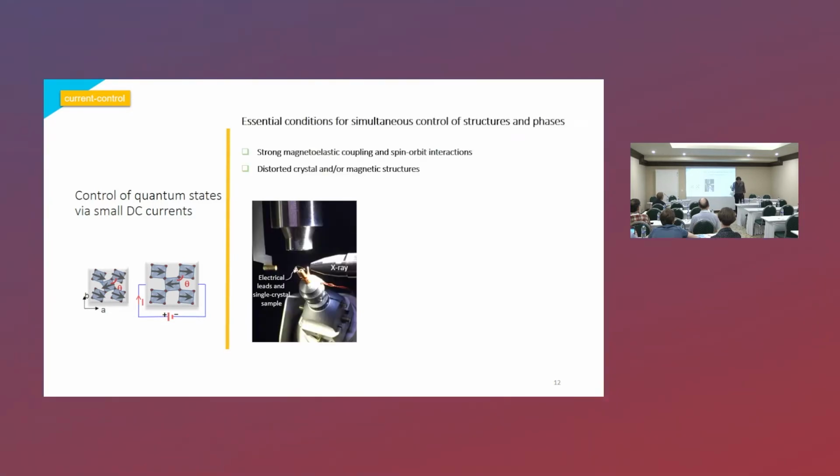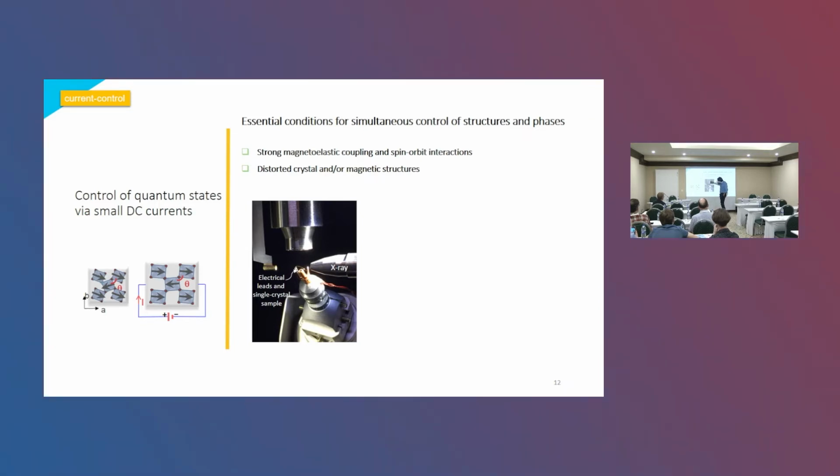Based on our studies, we have seen a few empirical trends. There are a few essential conditions for us to effectively control structure and physical properties using small currents. One is that the material should have strong magnetoelastic coupling or spin-orbit interactions. The other is that the material should have a distorted crystal or magnetic structure.